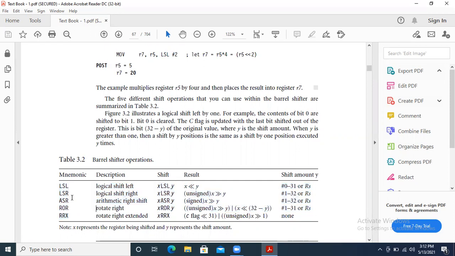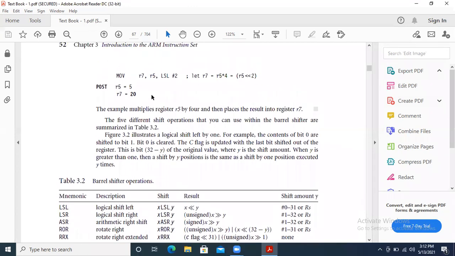But normally we use only these two here, that is LSR and LSL. So in my example, I'm using the LSL. How much am I shifting here? I'm shifting two times. Two means you have to multiply with the same value once again, so it becomes 2 square. 2 square means how much value? It is 4.